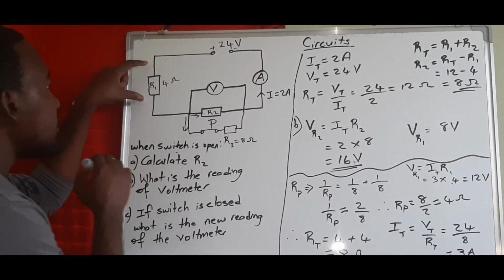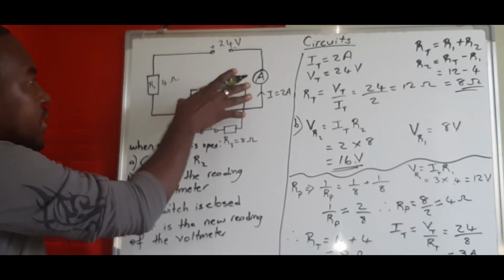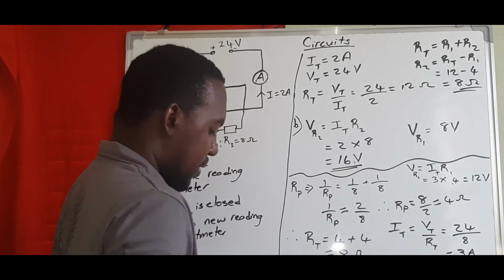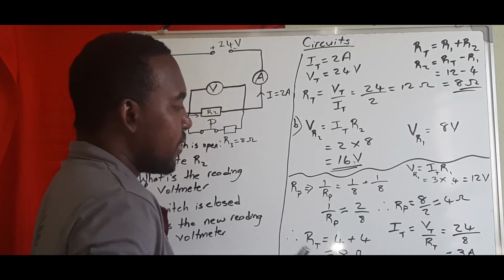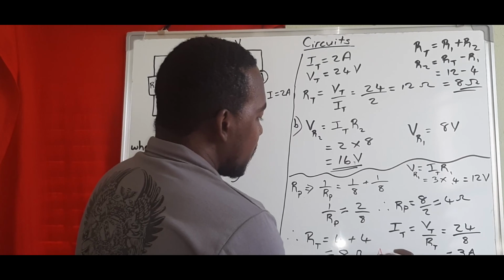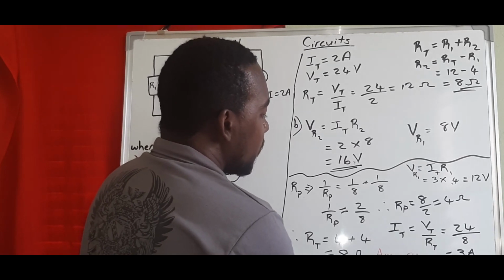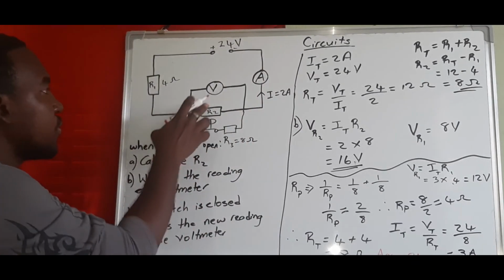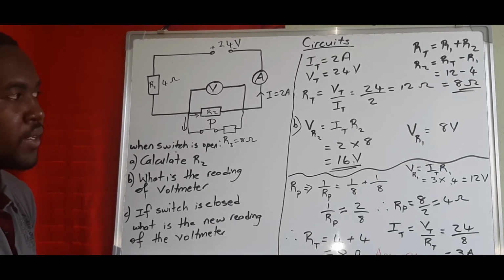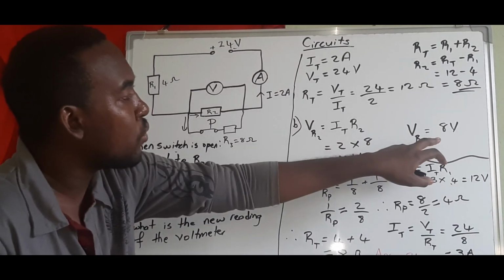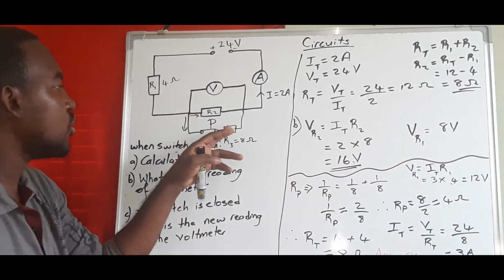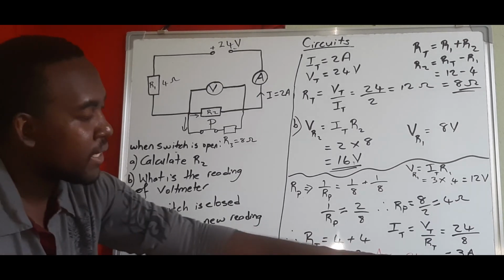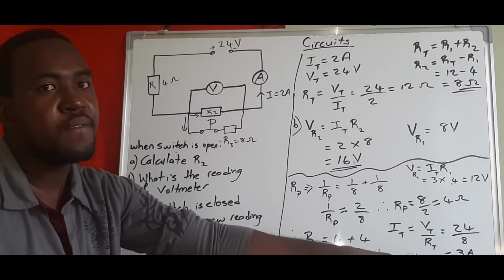So therefore, if 12 volts is here, then the rest of the voltage will be right here. So your answer now would be 24 minus your 12. So therefore, you have 12 volts reading for your voltmeter, right? So previously, when the switch was open, it was 8 volts, but because now you've introduced a new resistor that makes the resistance lower and current higher, you get a higher voltage of 12 volts.